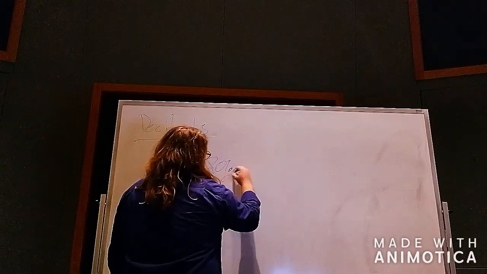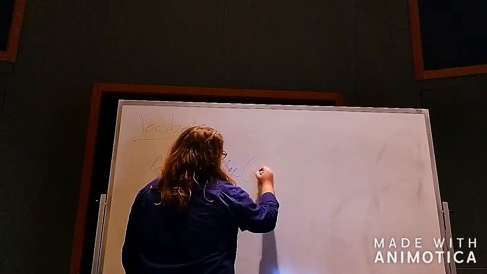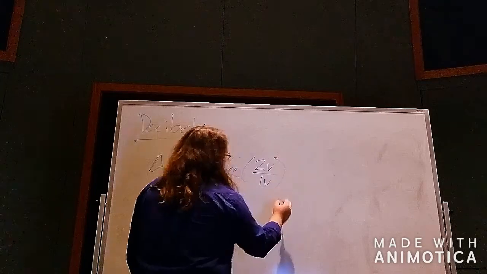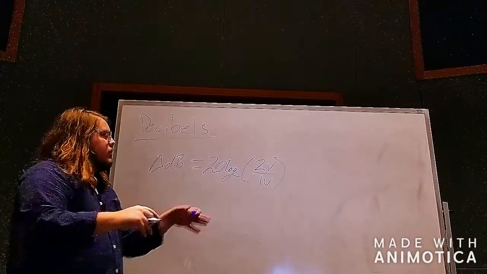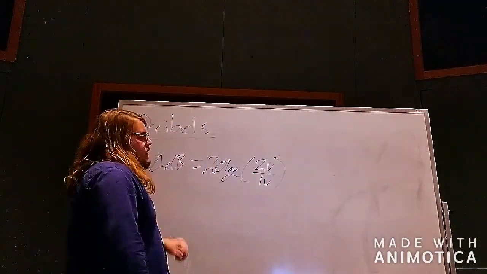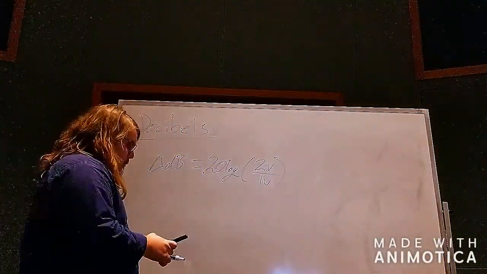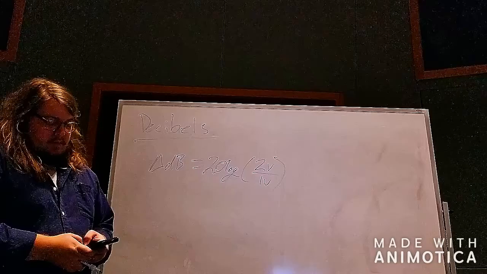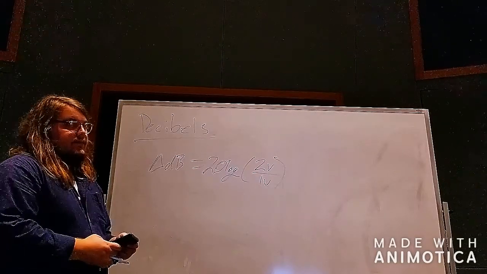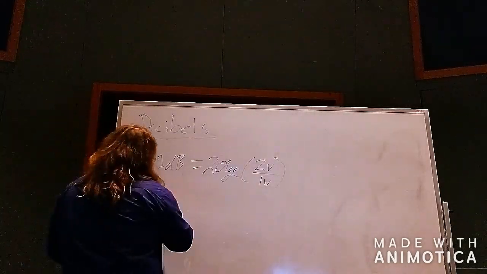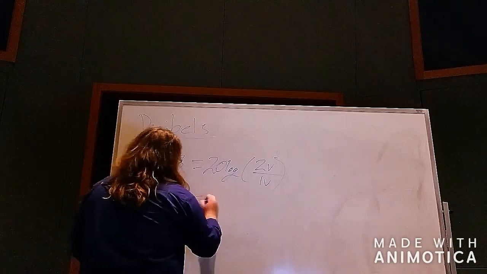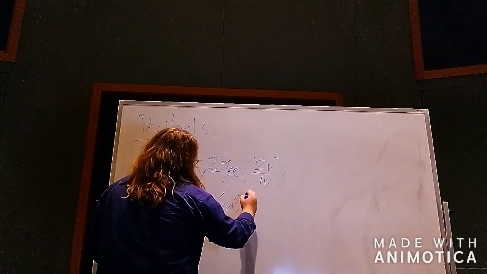So if we just say our reference voltage is 1 volt and our new voltage is 2 volts, we doubled 1 volt to get 2 volts. Let's figure out what the change in dB is. 2 over 1 is 2. Take the logarithm of 2, multiply that by 20. The change in dB is equal to 6 decibels.